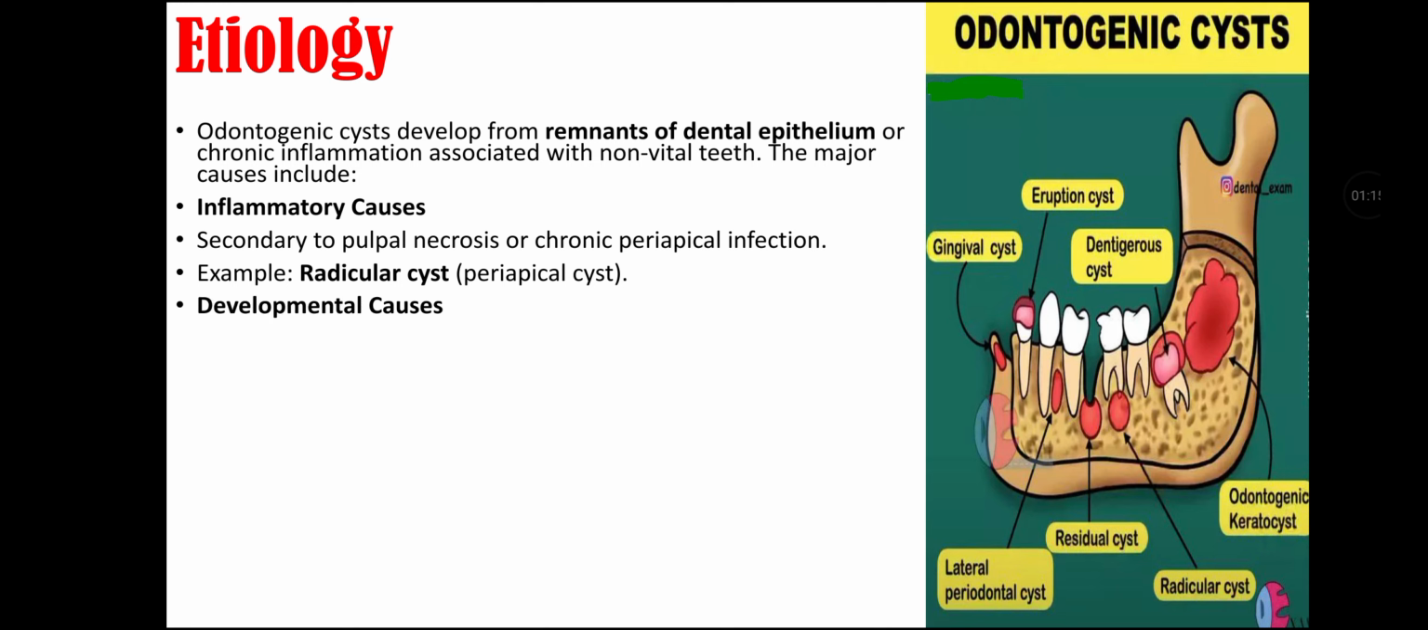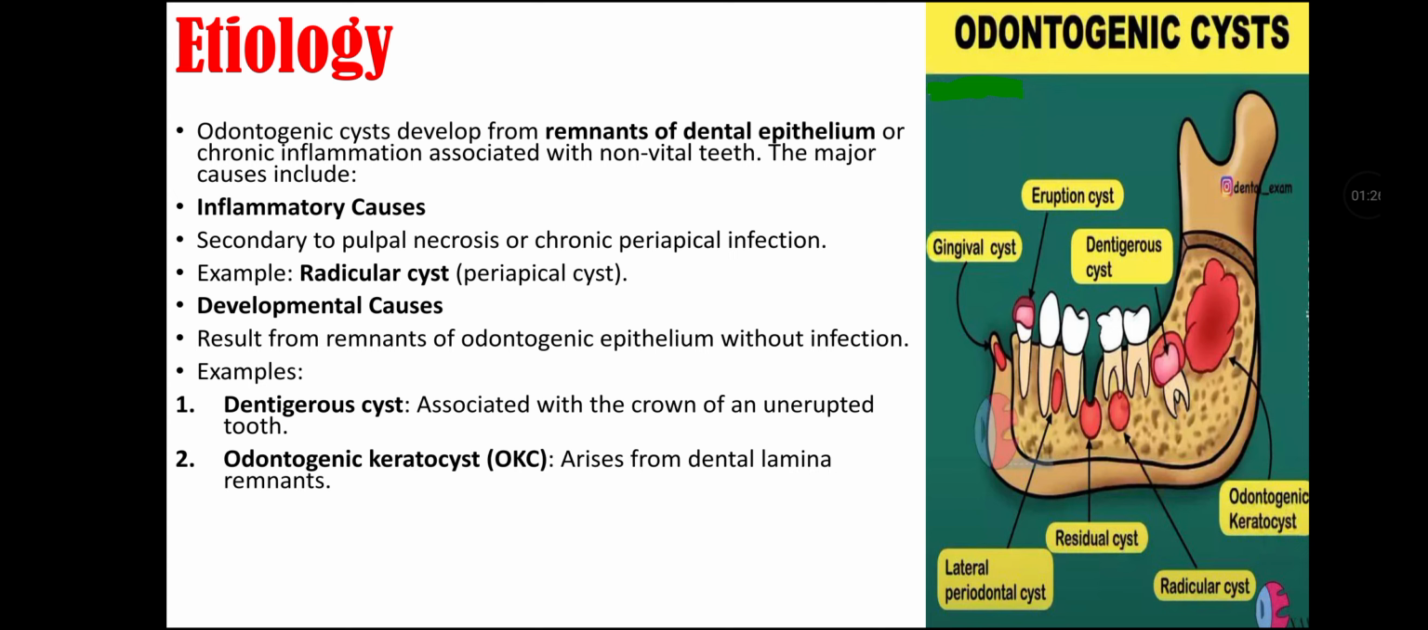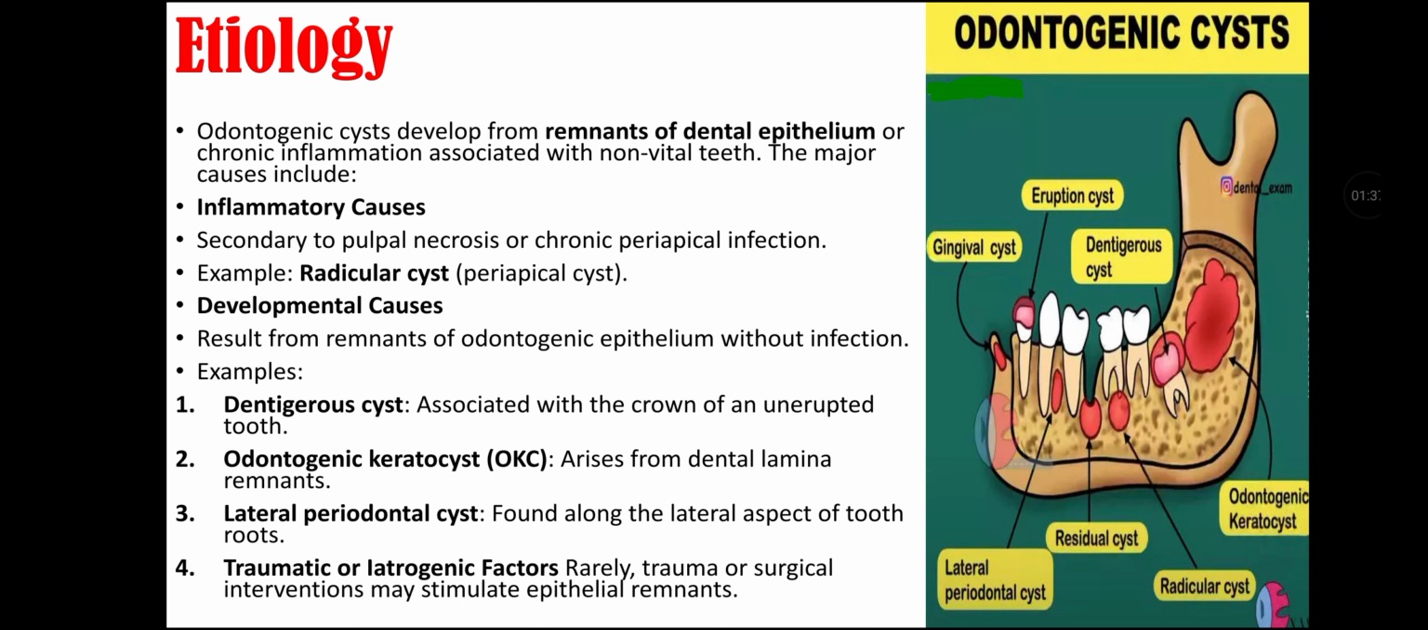Then there are developmental causes that result from remnants of odontogenic epithelium without infection. Examples include dentigerous cyst that is associated with crown and unerupted tooth, odontogenic keratocyst that arise from dental lamina remnants, and lateral periodontal cyst that is found along the lateral aspect of tooth roots. And traumatic or iatrogenic factors are there, like rarely trauma or surgical intervention may stimulate epithelial remnants.